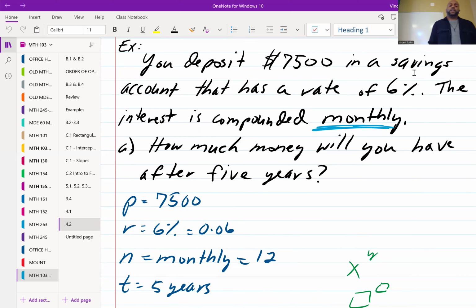Just like I did with last section, you want to label the given pieces of information and make sure you assign them properly to the right variables. Your deposit is your principal, that's P, 7,500. Your rate is 6%. You want to convert that to a decimal before you put it into your formula and calculator, so that's 0.06. It says compounded monthly, so N is going to be 12. And the time is 5 years. How much will you have in your account after 5 years?